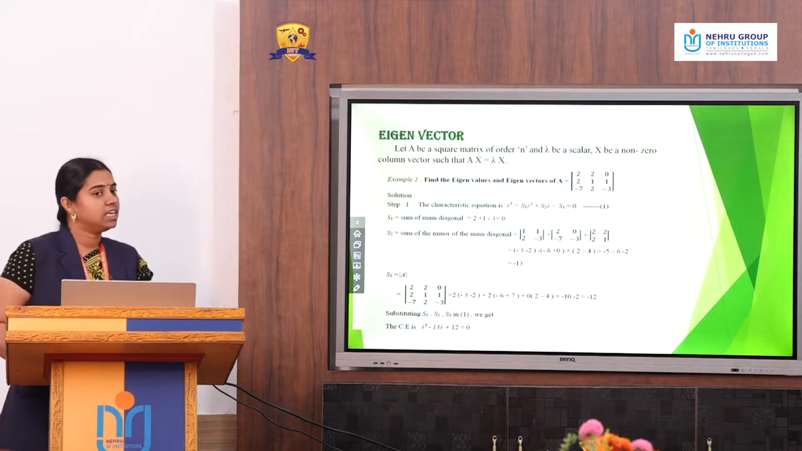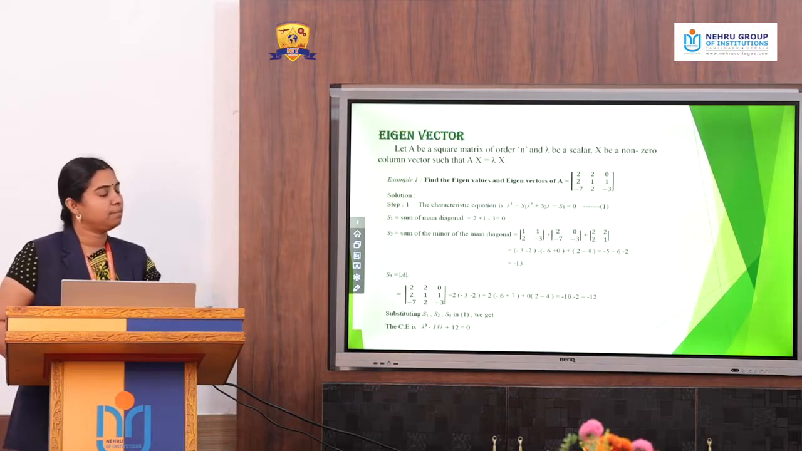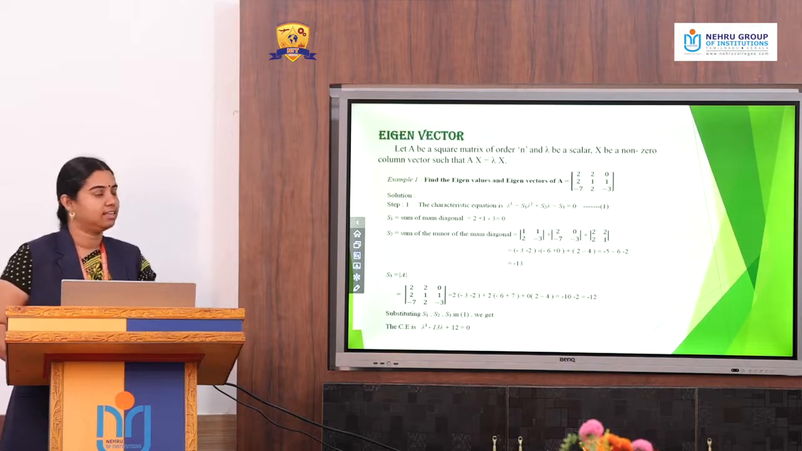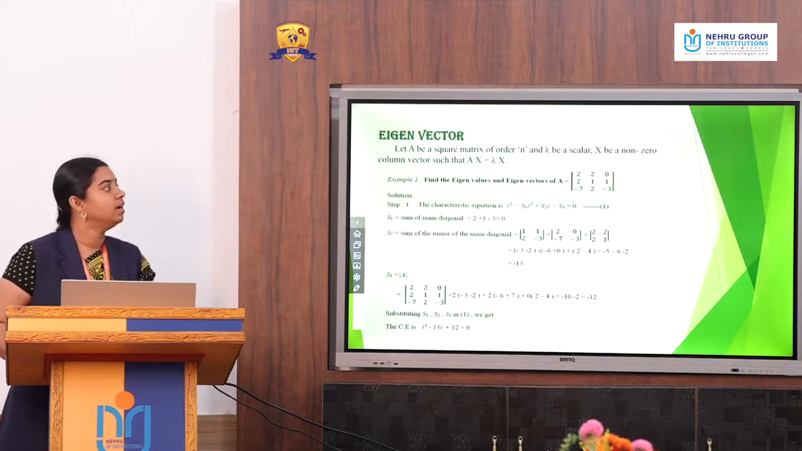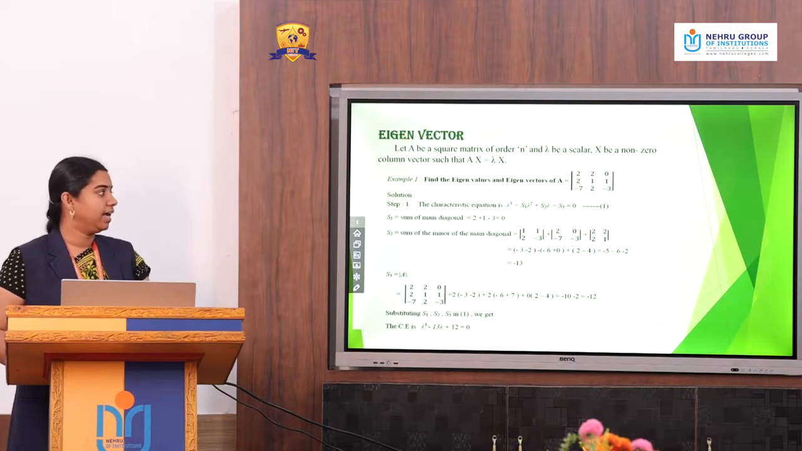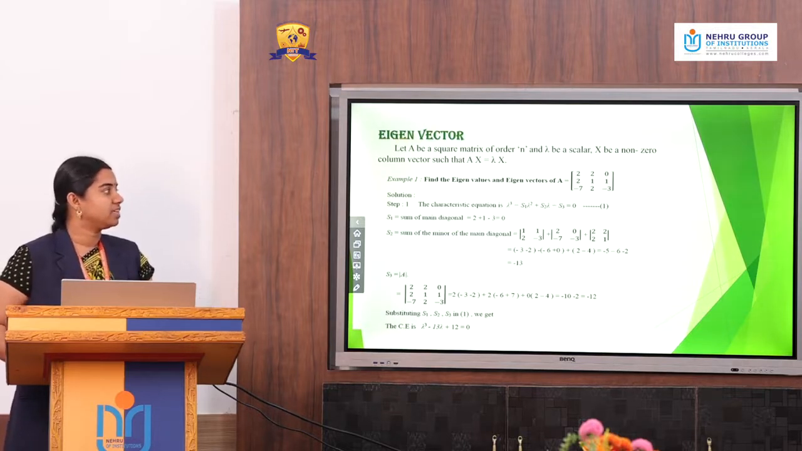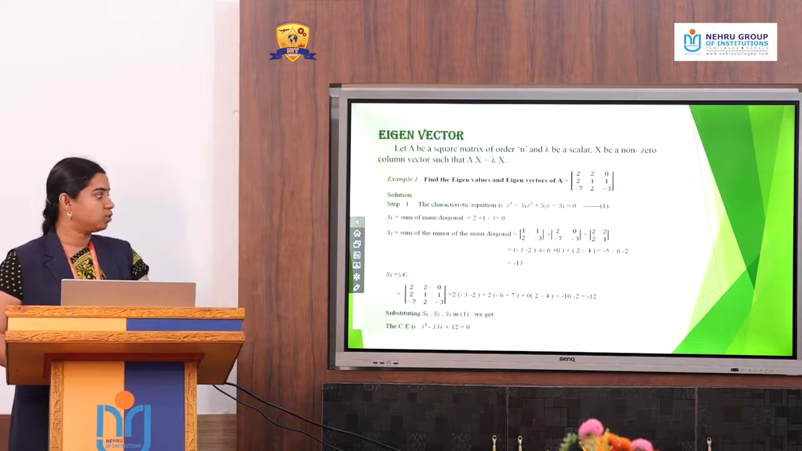Next we calculate S2, that is the sum of the minors of the main diagonal elements. For that we find the minor value of each diagonal element. The first main diagonal element is a11. We consider a11, so the corresponding row and column we leave out. The remaining elements we collect, frame the determinant, and calculate. Similarly, we consider the second main diagonal element a22, that is 1, and the third main diagonal element, minus 3. So the final S2 is minus 13.